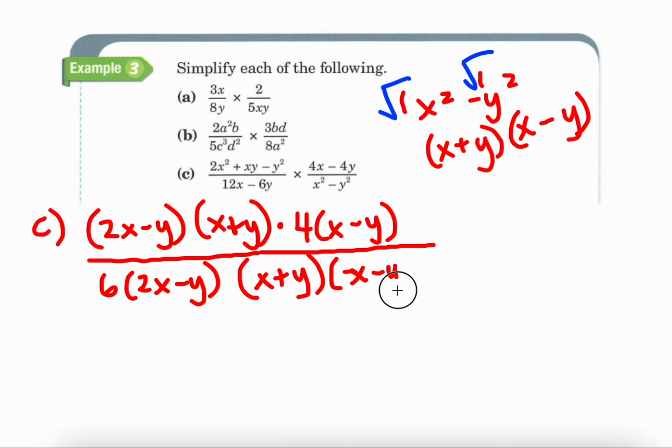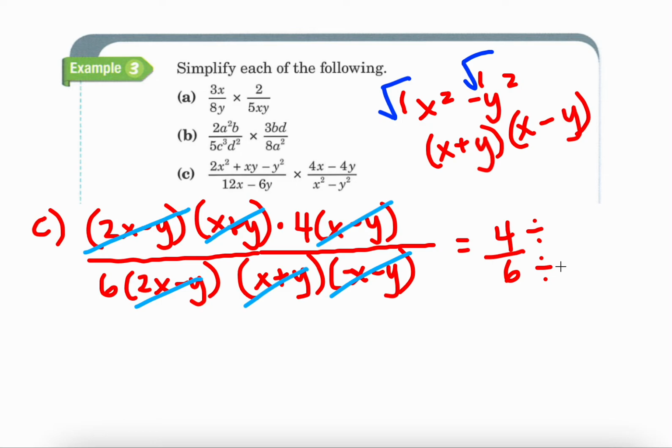Okay, so I have simplified everything I could. I smushed them together because that's all multiplication is, top times top, bottom times bottom. And let's see if I can eliminate anything. What do we have in common? Ooh, 2x minus y and another 2x minus y. X plus y and an x plus y. X minus y and an x minus y. Oh, so beautiful. All that just boils down to 4 over 6, which is what's left over. I can still reduce that, and that becomes 2/3. So this is all just extra fraction work, but with algebraic expressions. All the things that you love, right?